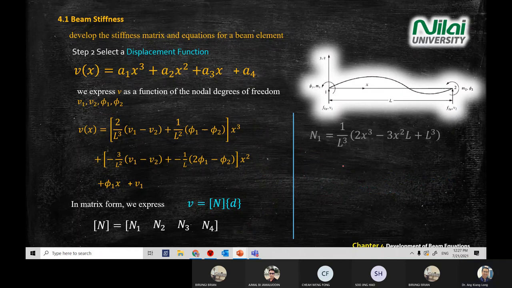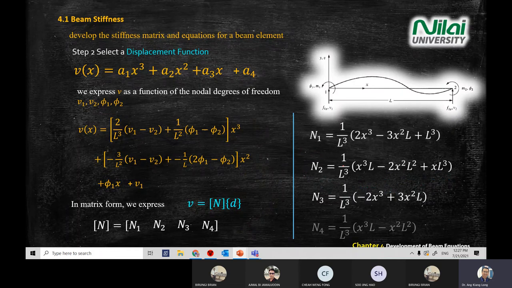All right. So you're going to have these four equations, and all these are called shape function. Why are they named shape function? Because all of them give you the shape of how the bending happens on the structure itself, or on the element itself. Okay, so these are four forms.